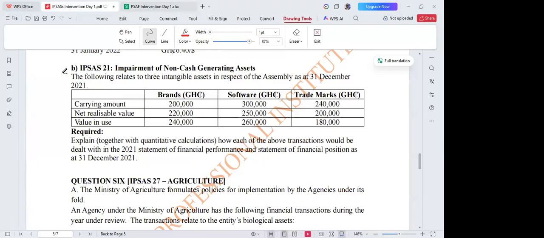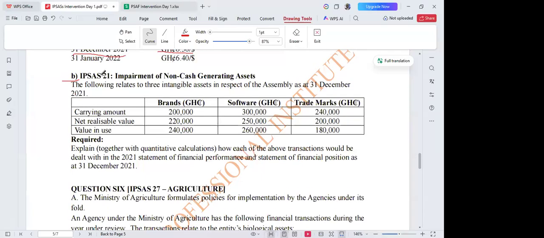So we're moving on to question 5B. Question 5B. Are you around? I hope you're not tired. No. Okay, then go ahead, continue for us.